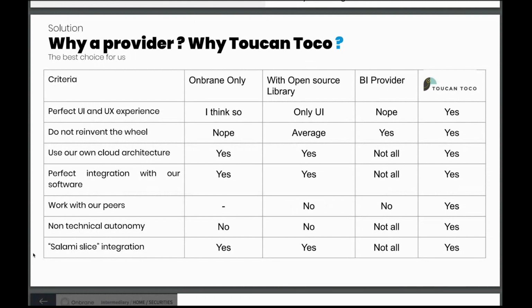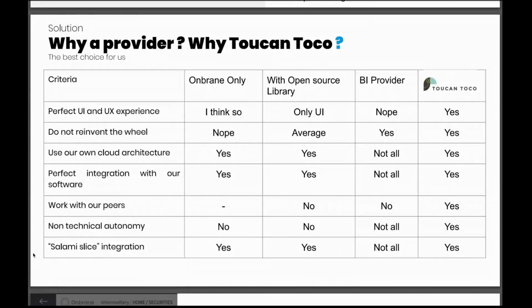For do not reinvent the wheel, of course, if we have to develop all the data module by ourselves, we reinvent the wheel, so it's not a good thing. With an open source library, as I said before, it's only some parts of the application, so we can't. And BI providers and Toucan Toco, of course, already have a complete module and a complete software, so we don't have to develop anything. So of course, it's a yes for both.